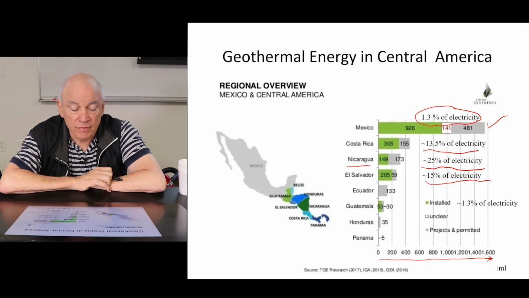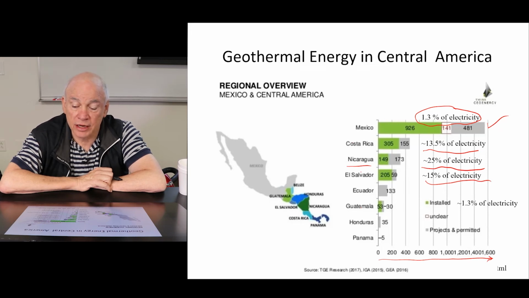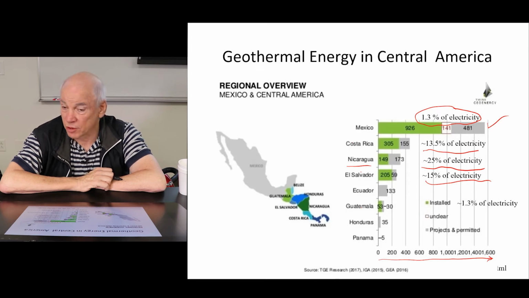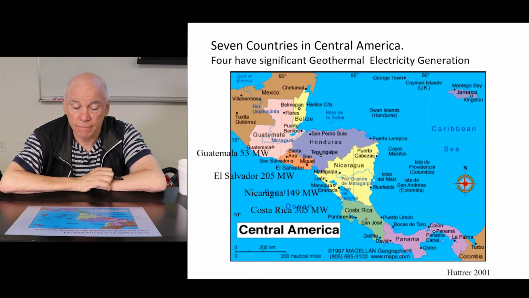So, the fact that these countries have small populations, they're really going to town in terms of exploiting their geothermal energy. And it's a very good sign, because these are largely poor countries, and anything they can do to reduce the amount of oil and gas they have to buy leaves more money for the country and produce jobs for people in the country is a good thing.